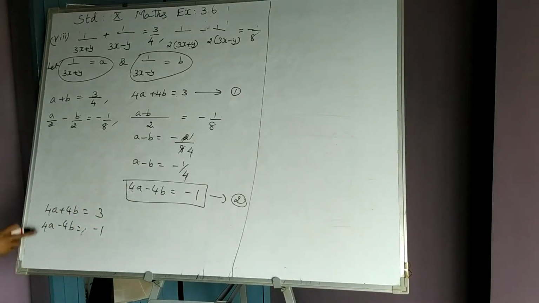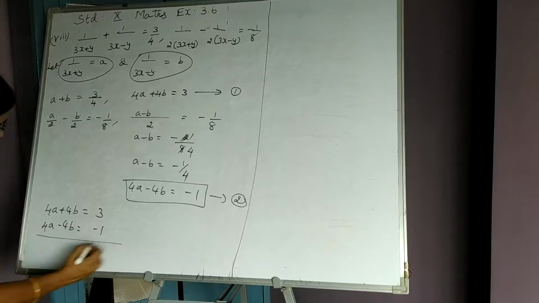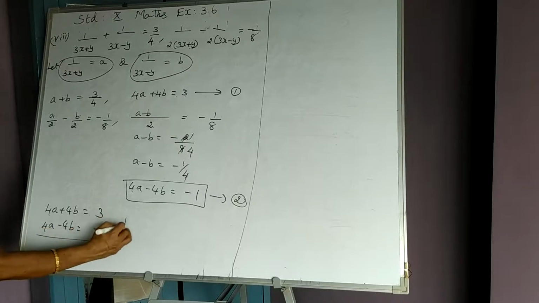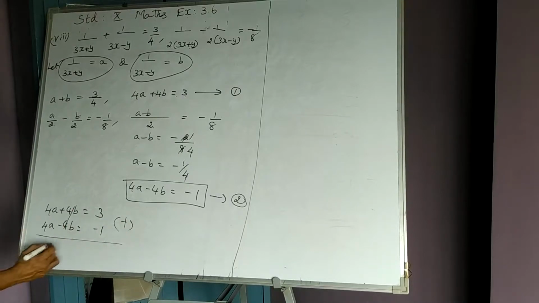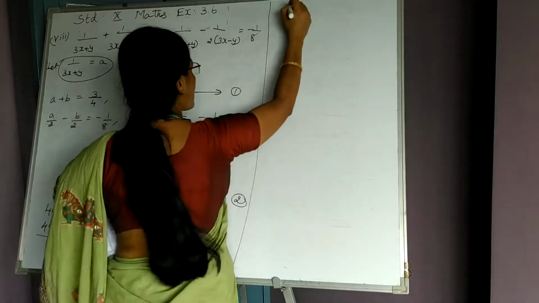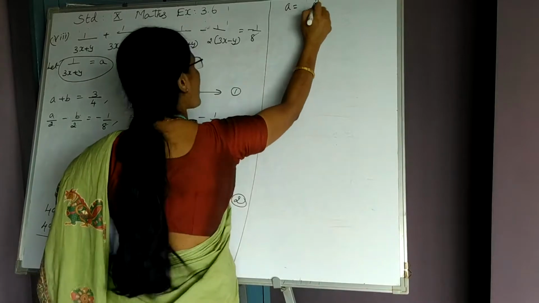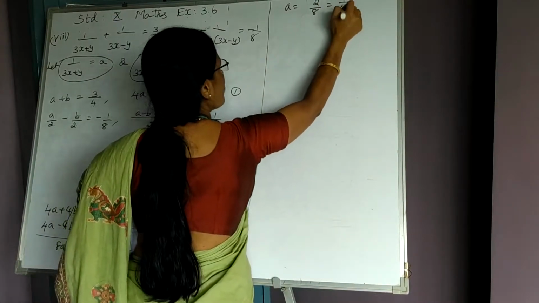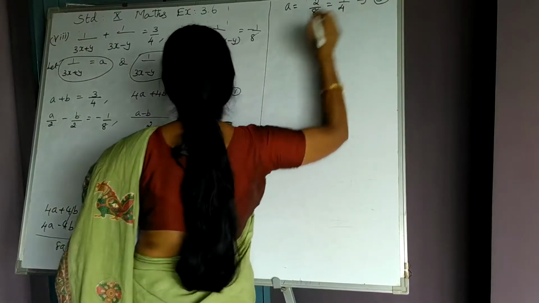So, here multipliers are not required because you can see the coefficients are equal. Therefore, the equations can be added or can be subtracted. Here, I want to add the equations. So, this gets cancelled. 8a is equal to 3 minus 1, which is 2. So, we get a is equal to 2 upon 8, which is equal to 1 upon 4. This is our third equation.